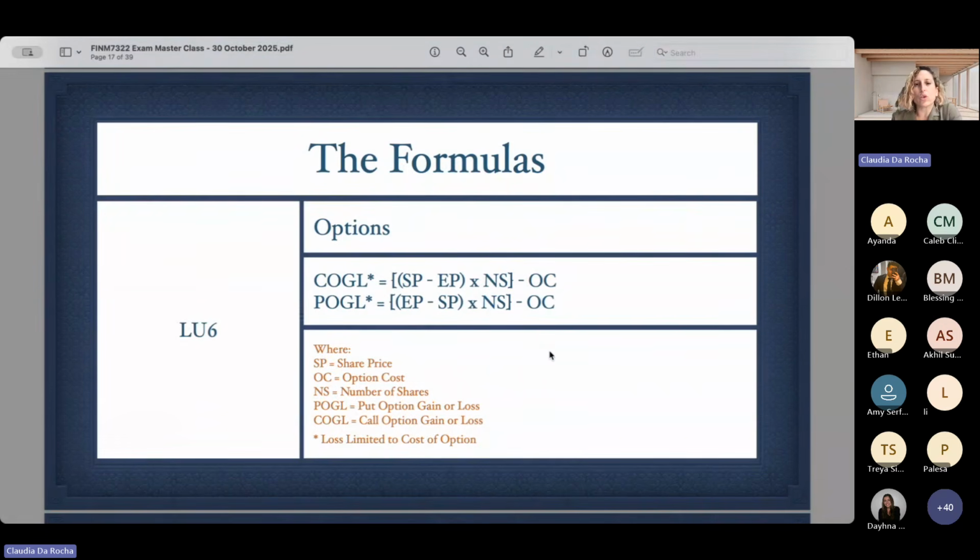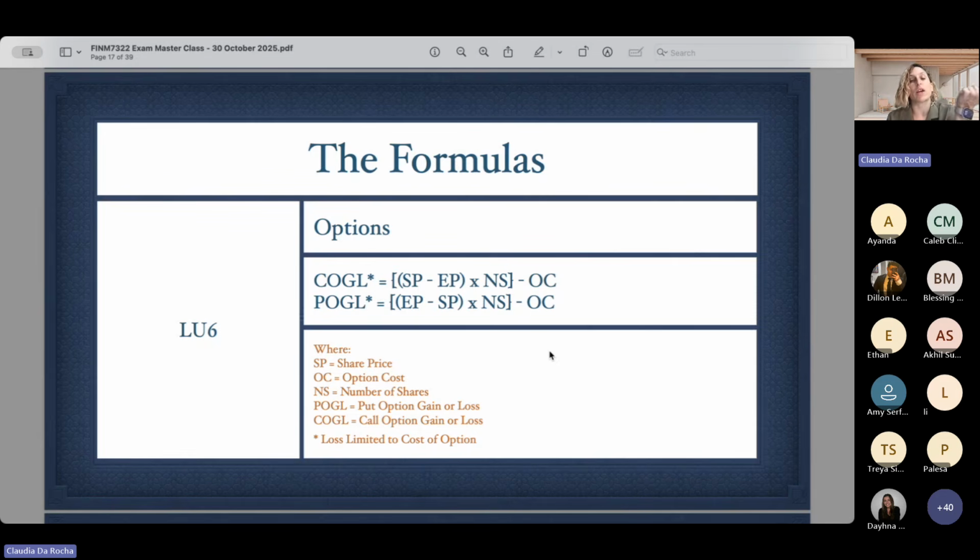So formulas. When we are working with options, the main question that comes up is to evaluate ordinary shares. So what is the gain or loss on the shares? And then the second part will be what is the gain or loss on the option? On the slide deck, I don't have the formula for calculating the gain or loss on shares, so I will add that in subsequently. But in essence, it is the proceeds on disposal of your shares less the initial investment.